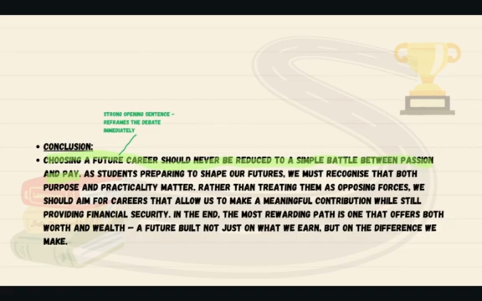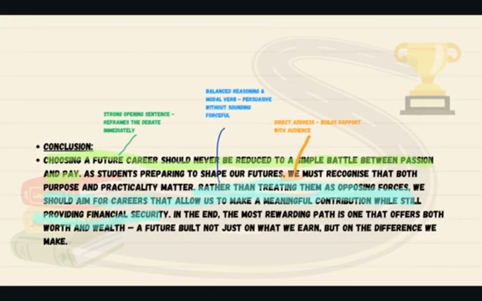If we analyse this paragraph, we can see in green here we have a strong opening sentence that reframes the entire debate immediately. In orange, the word "we" is a pronoun with direct address and it builds rapport with the audience, meaning you feel like a community. And then in blue, we can see a balanced reasoning and modal verb example where we use persuasive language without sounding forceful.